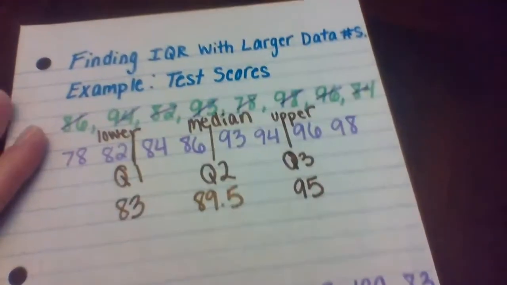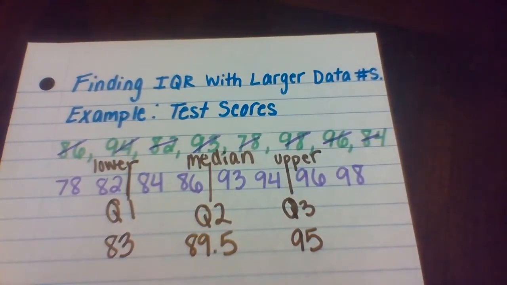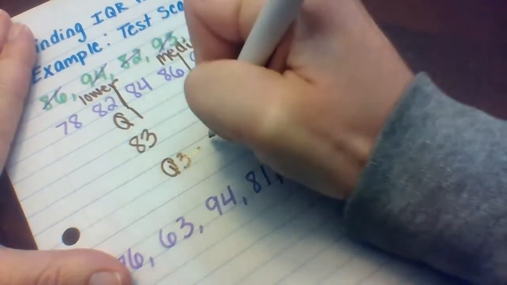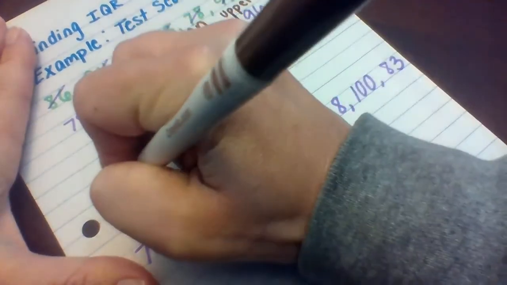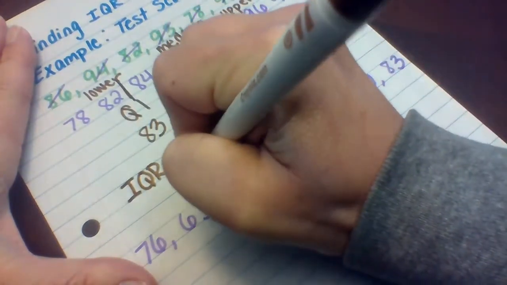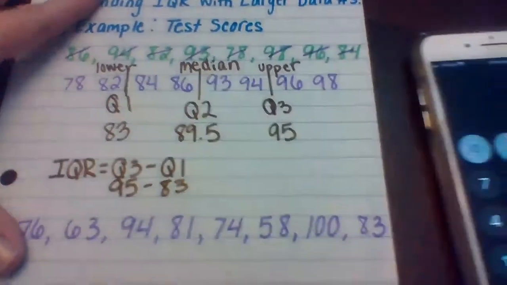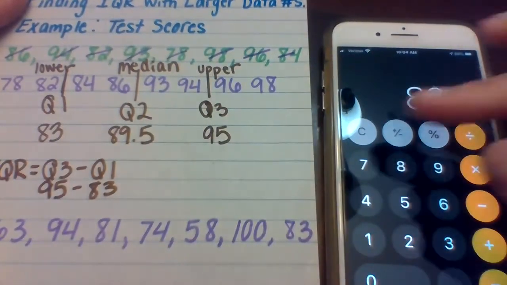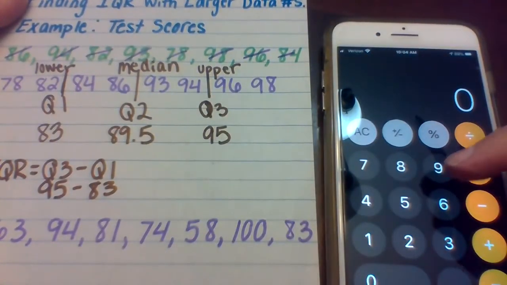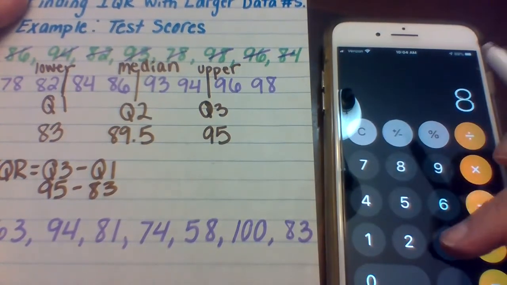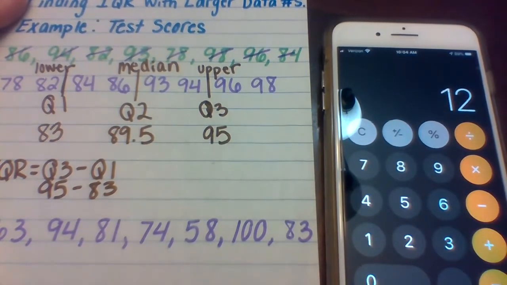So 89.5. So here, if I'm looking for my interquartile range, I have to remember that my formula is quartile 3 minus quartile 1, and that gives me my IQR. So I'd be taking 95 minus 83. And again, if you need to use your calculator, go ahead and do that. 95 minus 83 equals, and you will have 12 for your IQR.